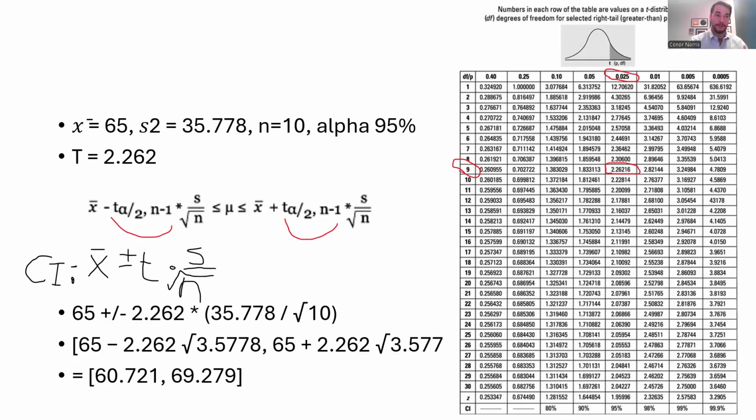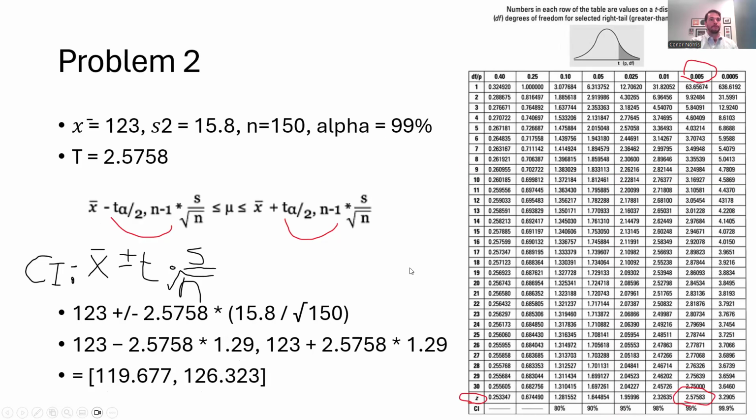So the problems are fairly straightforward. Once you find the t-score, it's plug and chug. You put the numbers in there. Feel free to write this equation rather than all of this junk here after t. If it helps you keep things sorted out, keep things simple, that's totally fine.